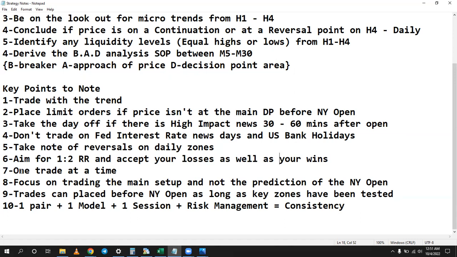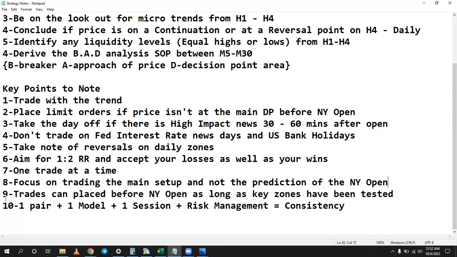Point number 7, one trade at a time. Take one trade per day, right? One trade at a time. Then point number 8, I focus on trading the main setup, which is the BAD analysis SOP, and not the prediction of the New York Open. Now focus on the main setup. Don't focus on predicting the impulse of the session, right? Which will give you much more clarity.